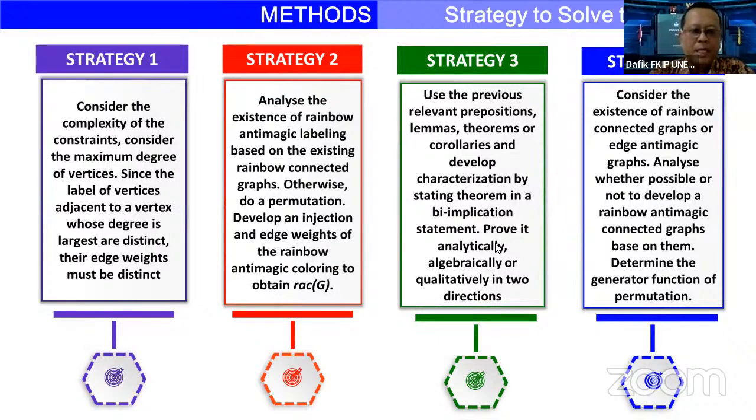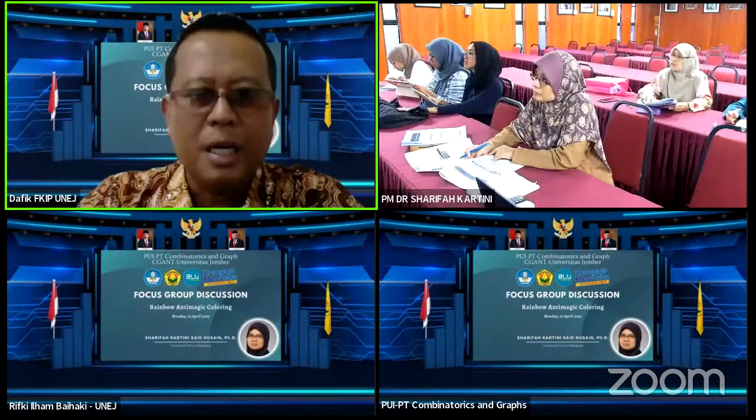Secondly, analyze the existence of the rainbow antimagic labeling based on the existence of a rainbow connected graph. And the third one, use previous relevant propositions, lemmas, theorems, and so on. And strategy 4 is to consider the existence of a rainbow connected graph. Let me show you some examples first before we continue.